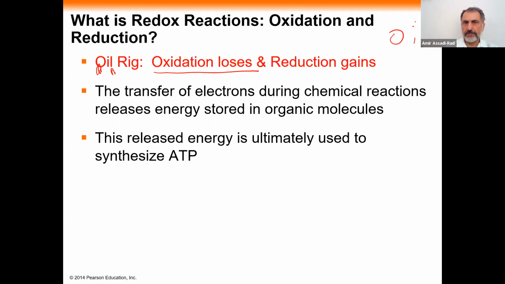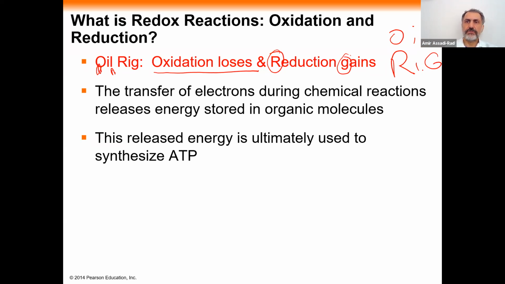Oxidation loses electrons. Reduction gains electrons, okay? Oxidation, reduction, gain electron. Easy to remember, for the rest of your life. You're going to take organic chemistry, you're going to take Chem 1A, I don't know. Easy to remember: OIL RIG.